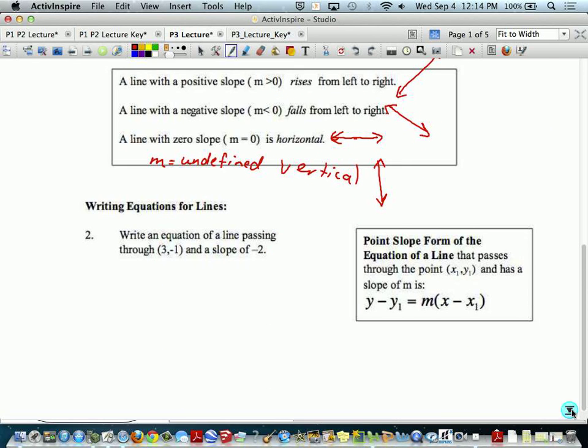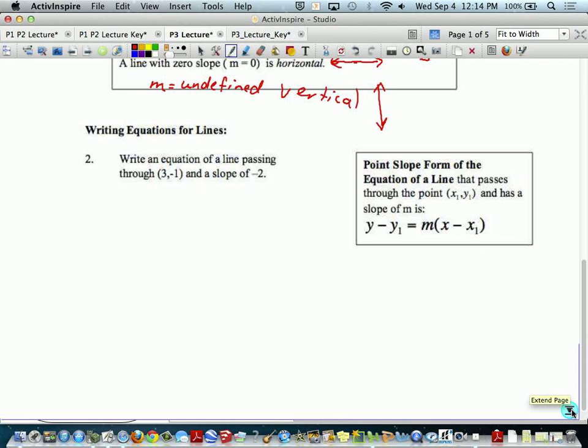I think this is where it gets a little bit confusing for you guys, because the Algebra 2 textbook does teach the point slope form slightly different.